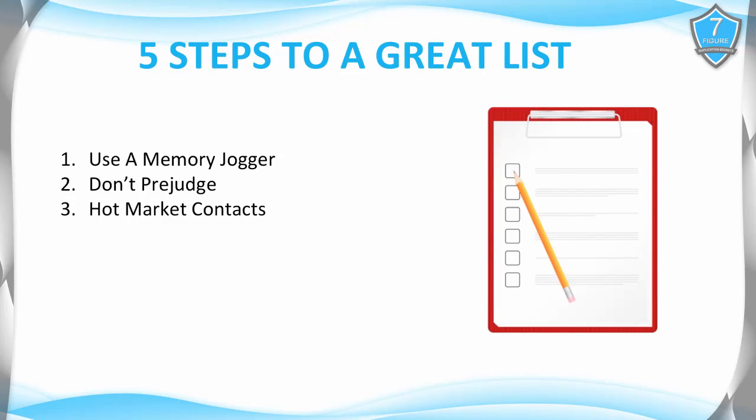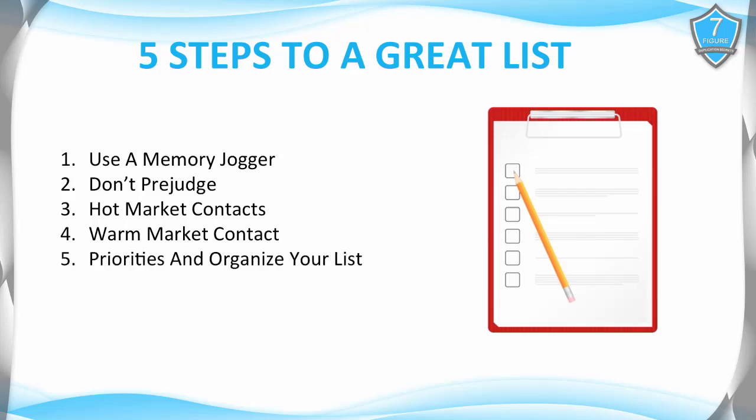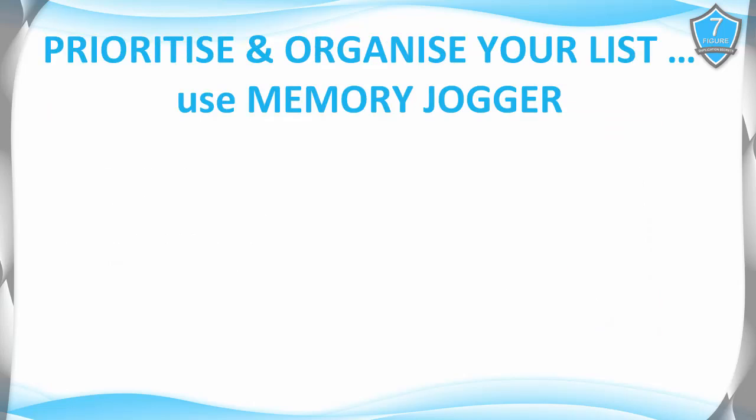We're going to talk about how hot market contacts will absolutely go first. And we talked just a minute ago about how we have a slightly different script that we use. And then, of course, all the warm market contacts. We're now going to talk about how we prioritize warm market contacts and how we organize our list. So let's talk a little bit about that.